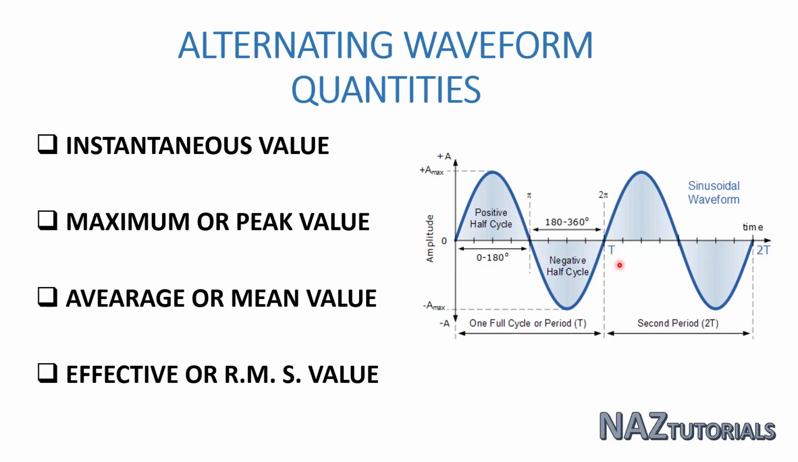So we can analyze these alternating waveforms, and other forms such as the square waveform, triangular waveform, or some other waveforms. They can be defined by some values: the instantaneous value, maximum or peak value, average or mean value, and effective or RMS value. So let's analyze these terms.